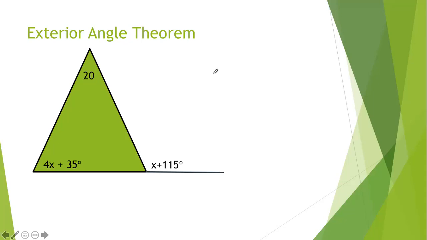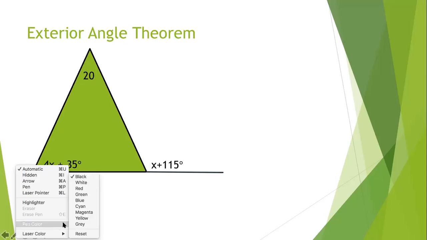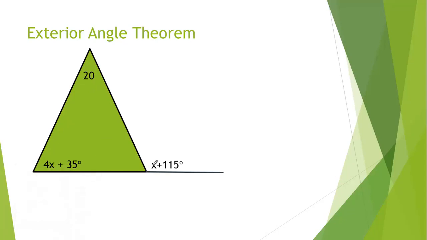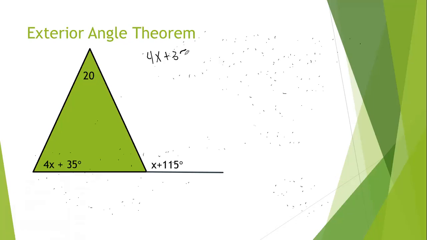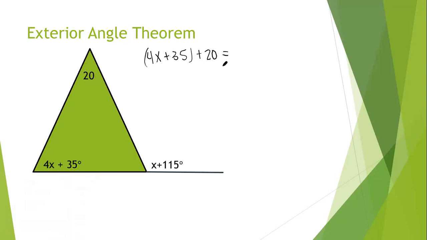Okay, you ready? According to the exterior angle theorem, these two added together should equal this one out here. So I'm going to set that up. The two non-adjacent interior angles should add up to the exterior angle. So 4x plus 35 plus 20 should equal x plus 115, because these two inside angles should equal this outside angle right here.